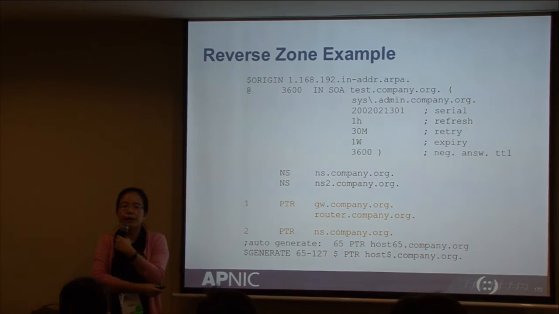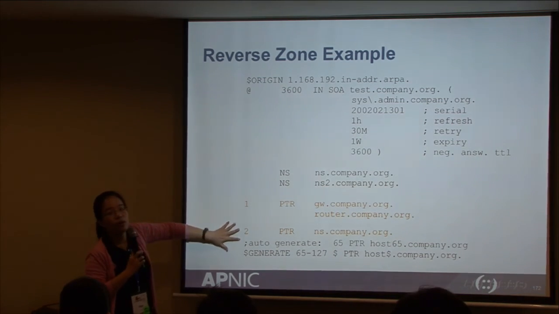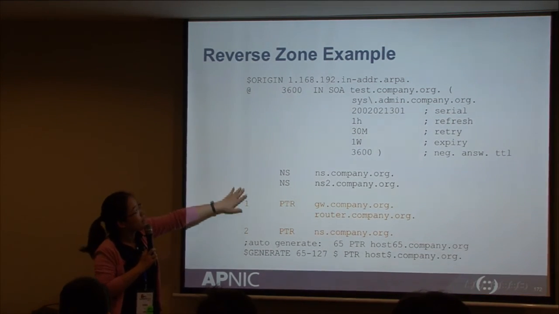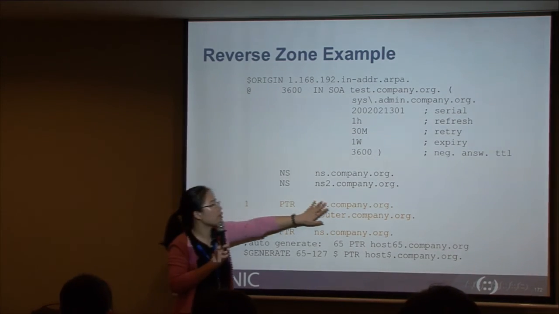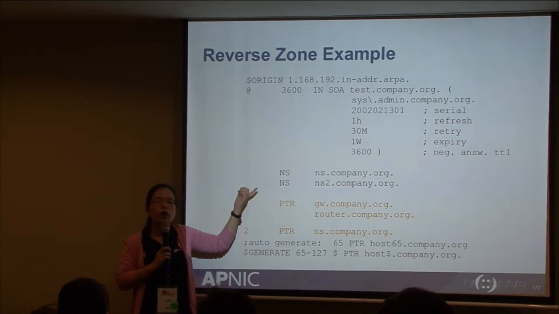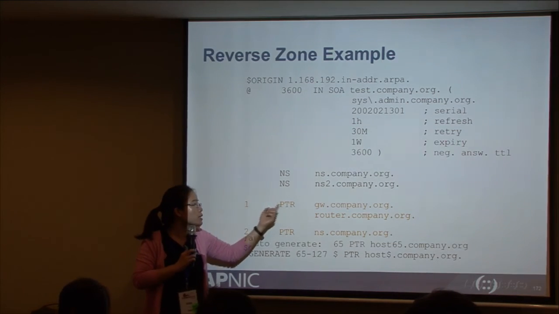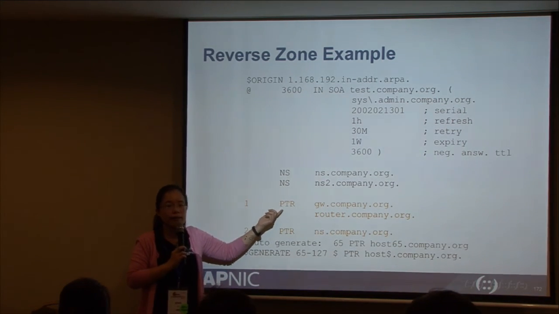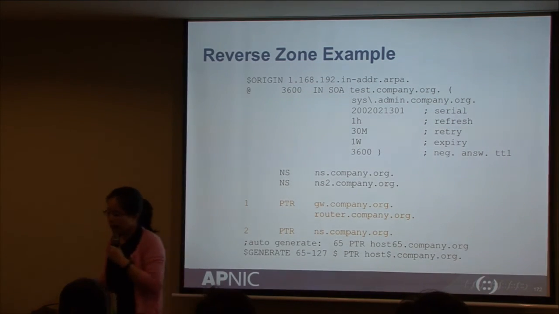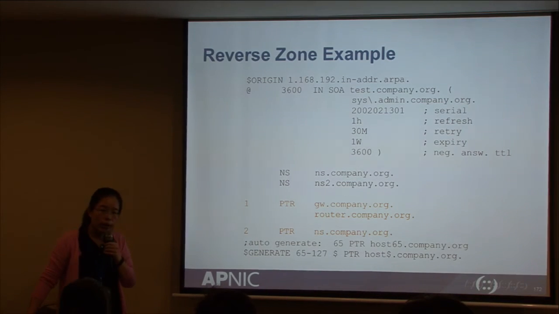So in this file, you can see each IP will have its pointer, and maybe this block has its pointer. Pointer means the domain name, the reverse domain name. So we need to create it.